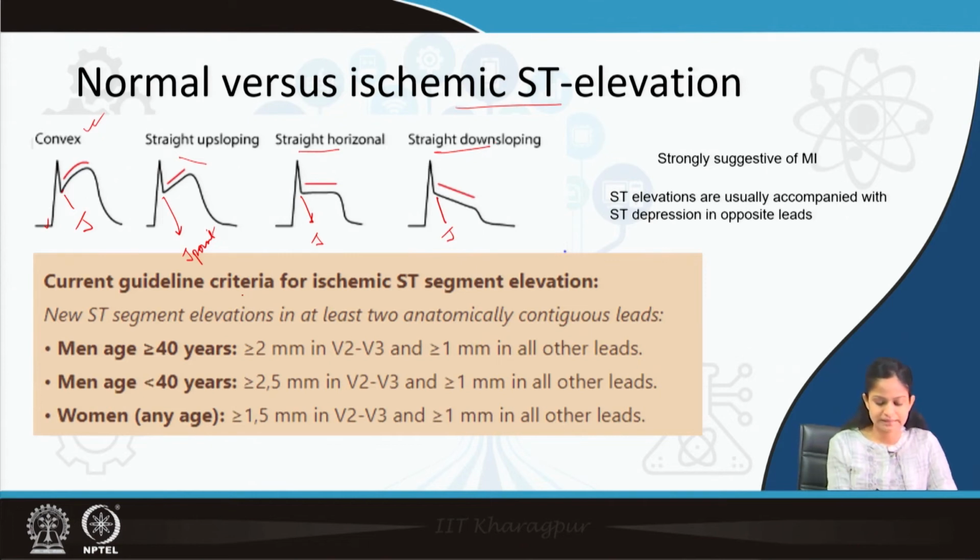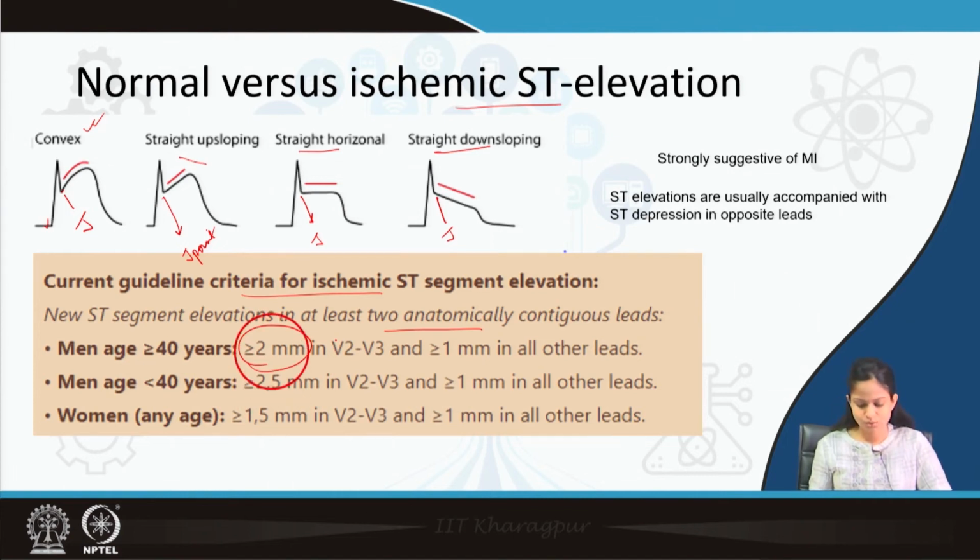So, the current guideline is the ST elevations should be present in at least 2 contiguous anatomical leads. Whether the age is more than 40 years or less than 40 years, irrespective of gender, male or female, generally the elevation should be more than 2 millimeters in V2 and V3 and more than 1 millimeter in other leads. This is very specific, there can be a difference of 0.5 millimeter in the V2 and V3 anterior chest leads, but there has to be ST elevation of more than 1 millimeter in other leads. So, these are strongly suggestive of myocardial infarctions.